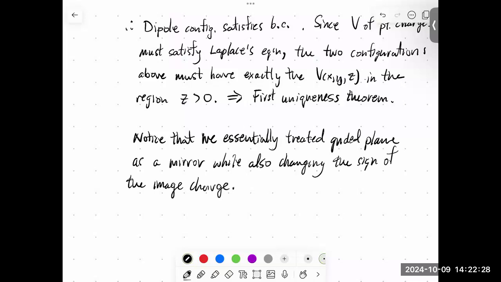The next assignment, whenever it comes out, I haven't even started yet. But what we might do is, instead of a point charge, maybe we have a line of charge above the grounded plane, and so you can use the method of images to solve for that region.